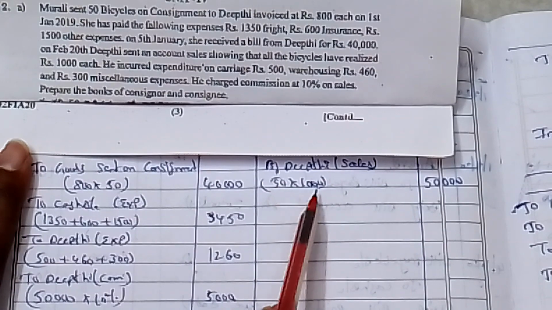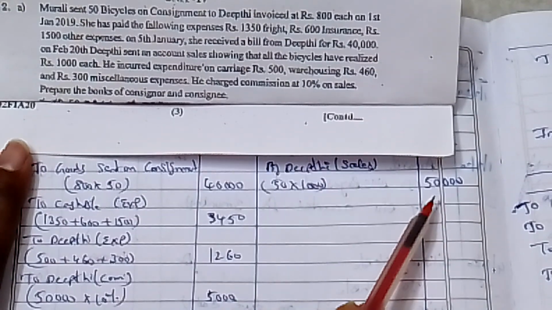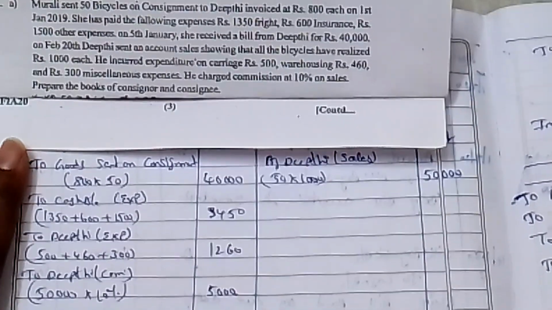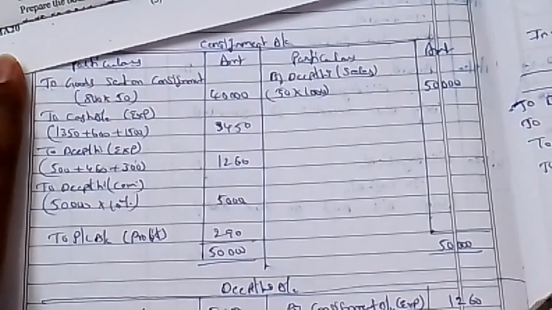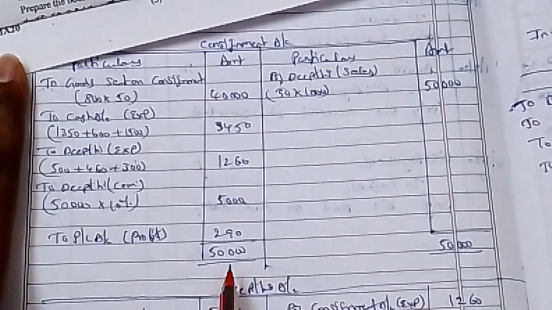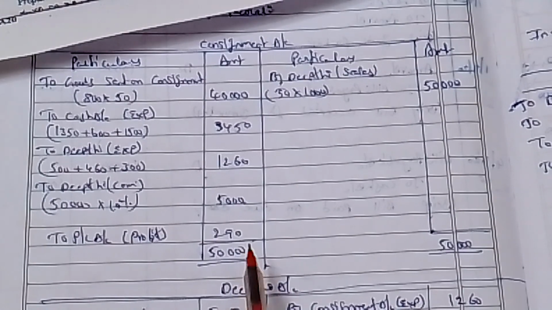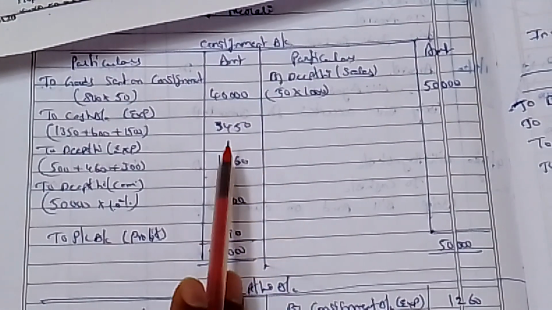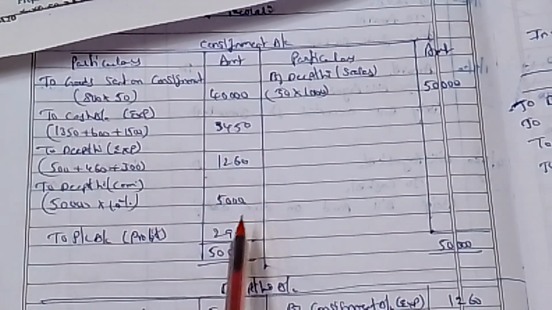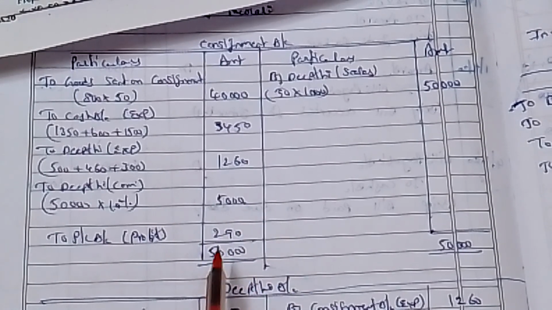50 bicycles sold for 50,000 rupees. Okay, so let us total. 50,000 minus 40,000, 3,450, 1,260, 5,000, profit is 290. The profit on consignment is 290.